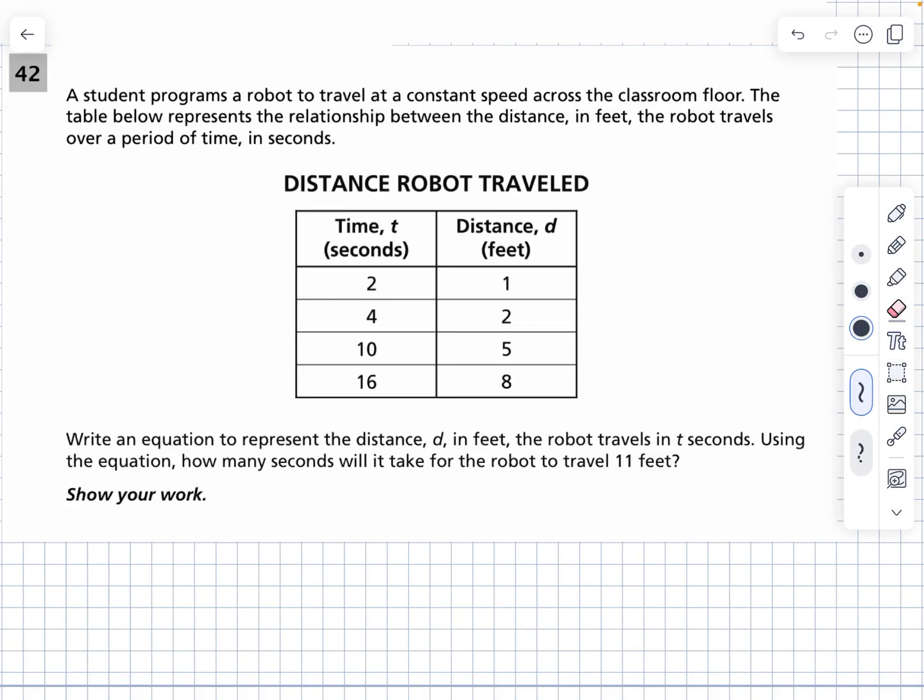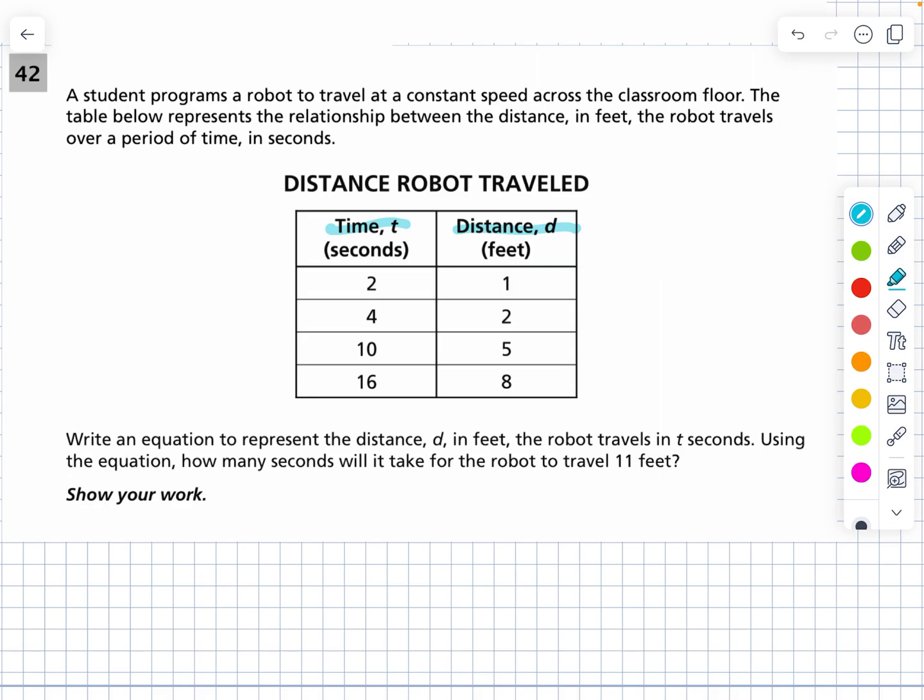Okay, number 42. A student programs a robot to travel at a constant speed across the classroom floor. The table below represents the relationship between the distance in feet the robot travels over a period of time in seconds. And there you see the table, you've got time in seconds, and you've got distance in feet. Then it says, write an equation to represent the distance d in feet the robot travels in t seconds. Using the equation, how many seconds will it take for the robot to travel 11 feet?